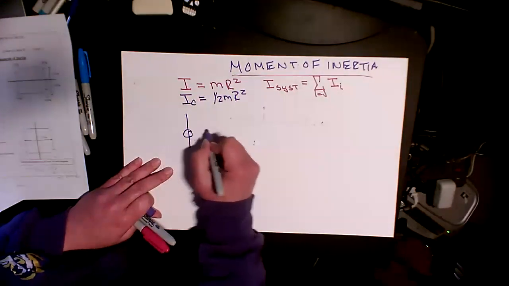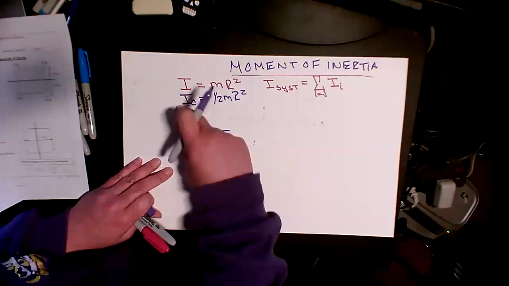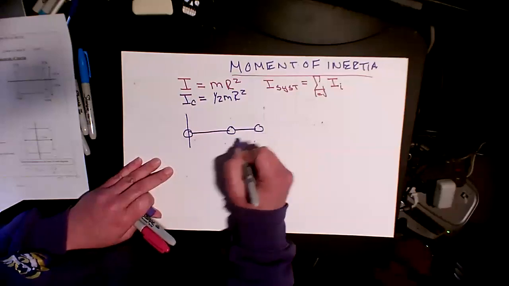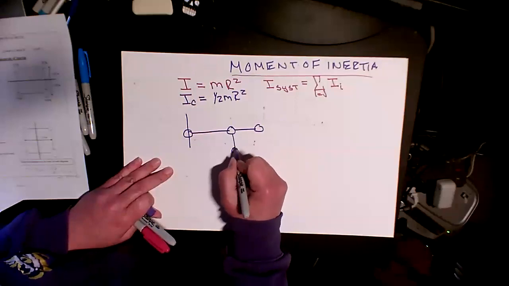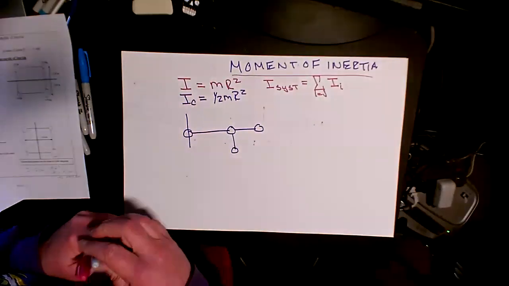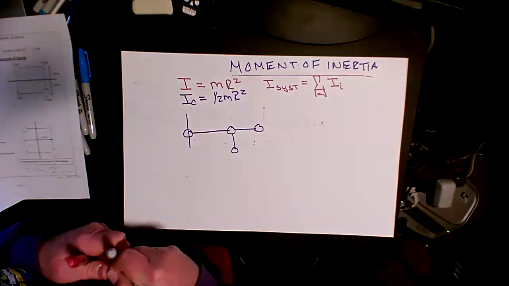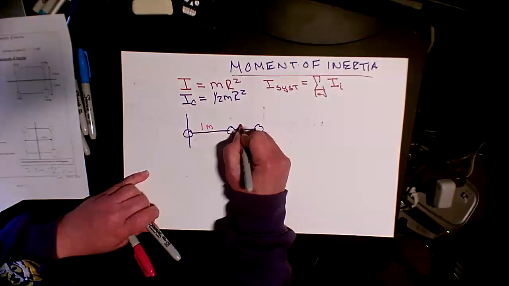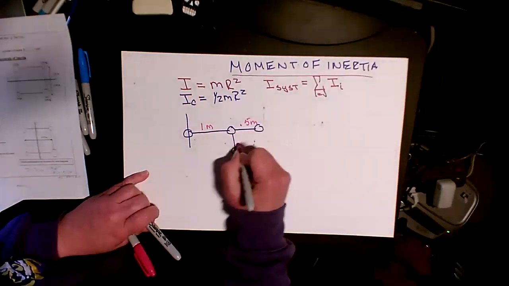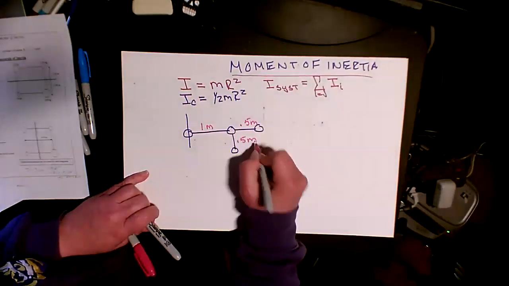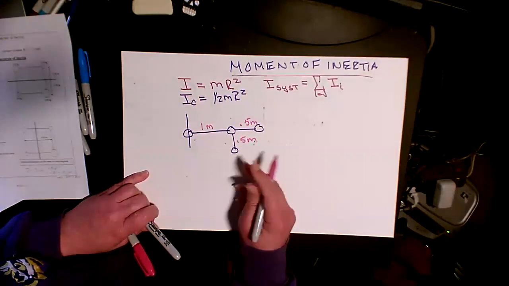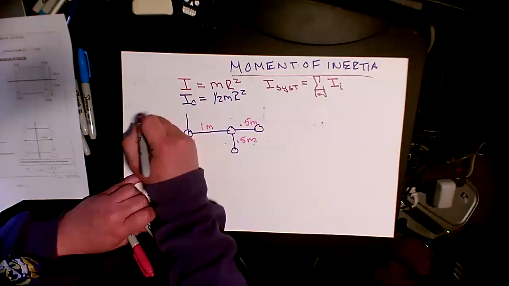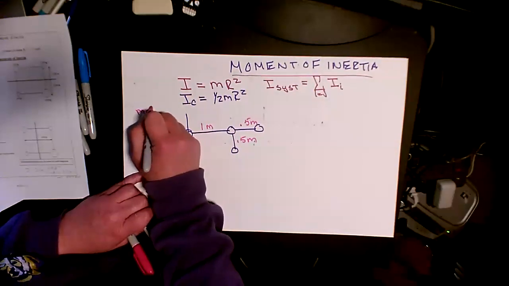I have a mass here, and this is going to be the axis of rotation that I gave you. Let's see, a mass here, and a mass here, and a mass here. And I tell you that this is 1 meter, and this is 0.5 meters, and this is 0.5 meters. Did I give you the mass of these things? I don't think I did. Oh, I did. All masses are 1 kilogram. So mass equals 1 kilogram.